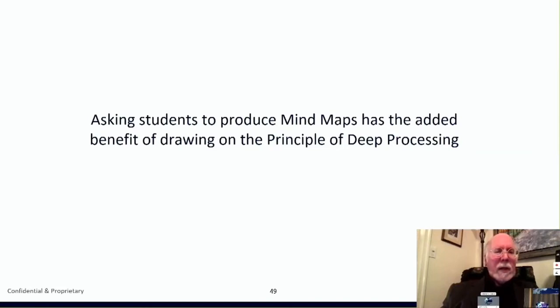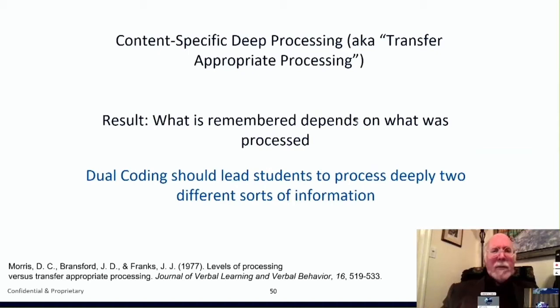So remember about content-specific deep processing, transfer appropriate processing. This is where if you pay attention to sound, you remember sound better than meaning. Pay attention to meaning, remember meaning better than sound. What is remembered depends on what was processed. That's why incentives and consequences were so important with the multi-phase role play, was to get them to pay attention to the right things about patentness in that case. So dual coding should lead students to process deeply two different sorts of information.